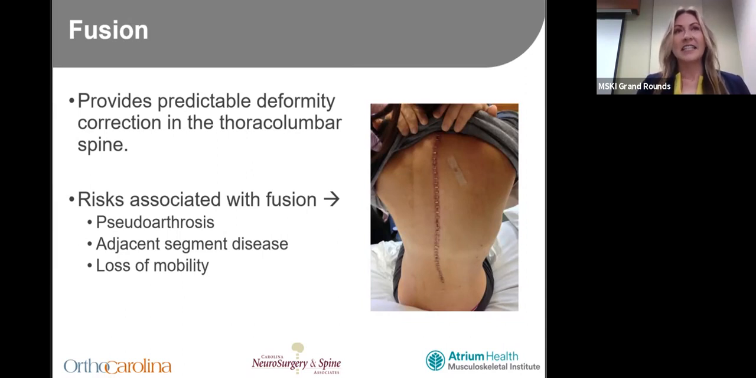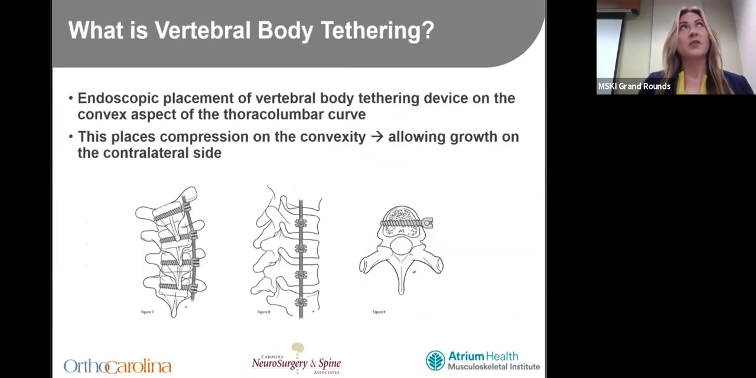So I think collectively, you look at side effects from both bracing and from fusion and the suboptimal aspects of that. I think it leaves the door open for innovation, and definitely a new solution would be welcomed in the world of idiopathic scoliosis. So that's where we come into this vertebral body tethering process.